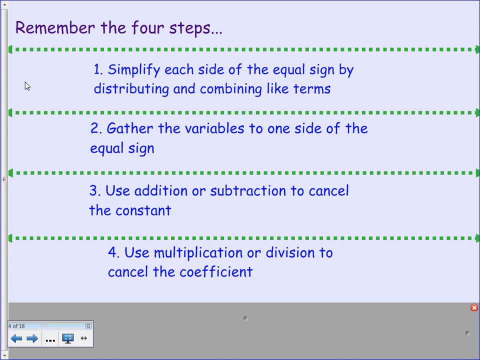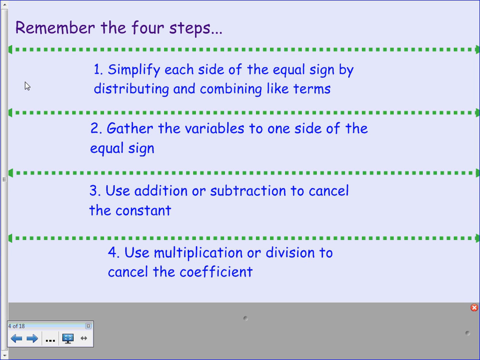So why don't you go ahead and pause the video and write this down. The first step again was to simplify each side by distributing and combining like terms. Our second step was to gather the variables on each side of the equal sign. And our third step was to use addition or subtraction to cancel that constant. The fourth step then is to use multiplication or division to cancel the coefficients.